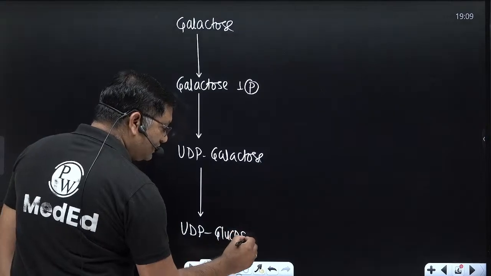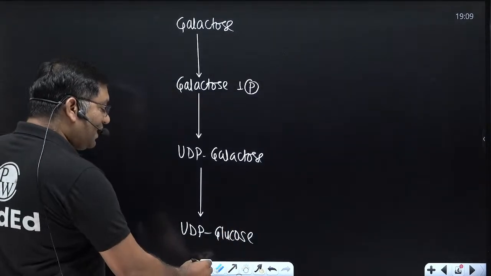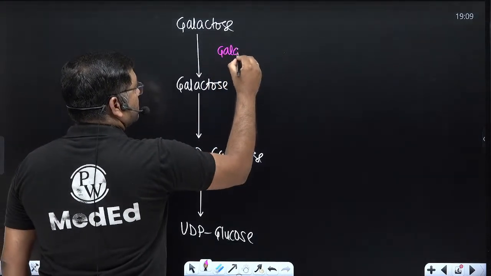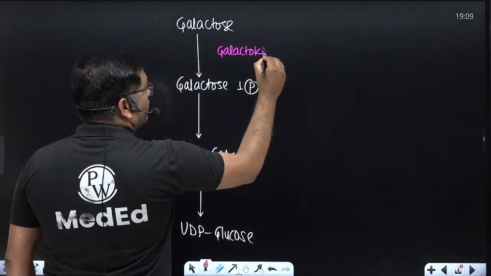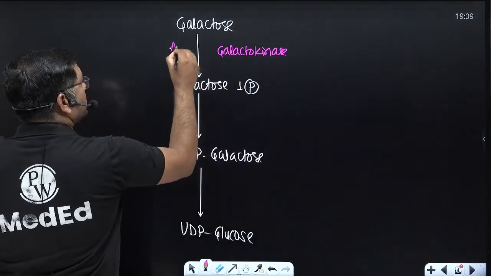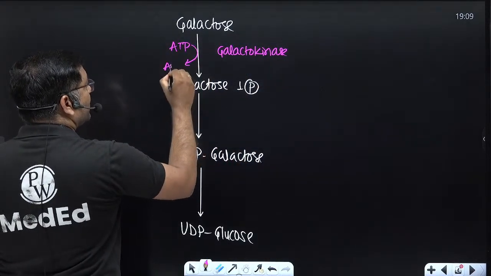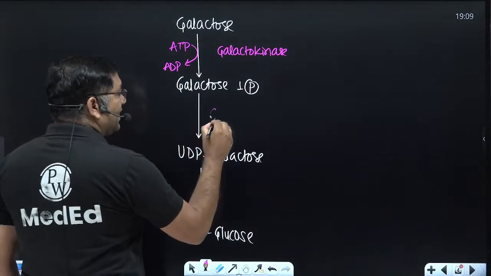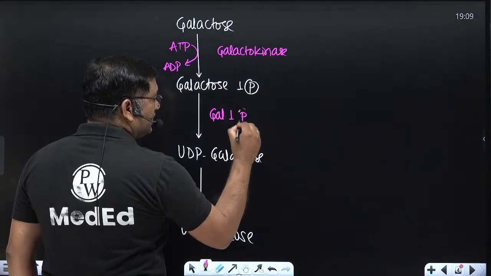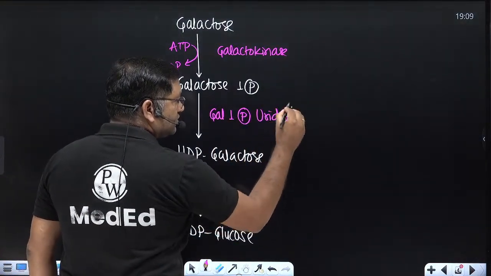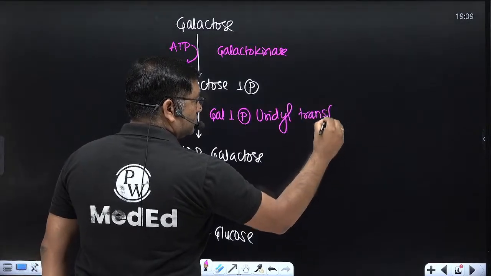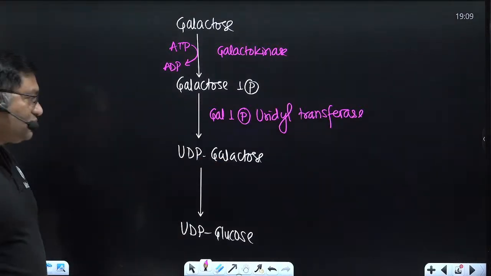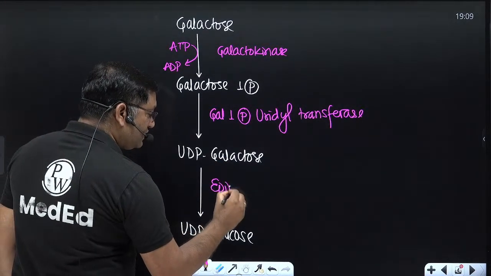This is a short discussion of galactose metabolism. Now see the enzymes here. Galactokinase causes the phosphorylation of galactose into galactose 1 phosphate. Then galactose 1 phosphate uridyl transferase converts the galactose 1 phosphate into UDP galactose, and then UDP galactose epimerase. This is the third enzyme, epimerase.